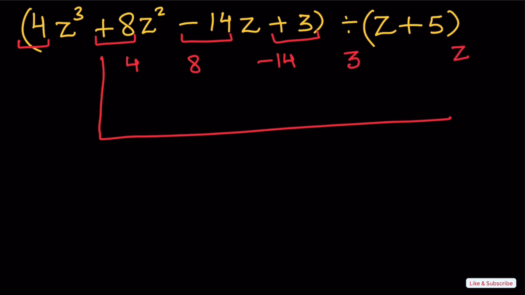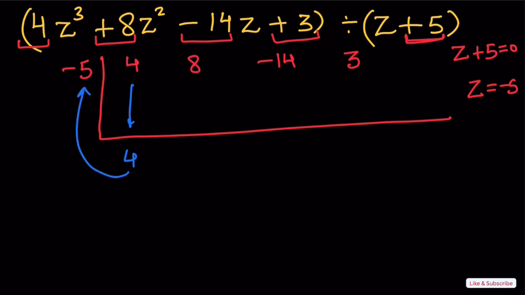I will put the divisor z plus 5 equal to 0, which gives me the value of z as negative 5, or simply you can replace its sign. So plus 5 gives you negative 5, which goes outside. Drop down the first number, which is 4. Now 4 times negative 5 gives you negative 20. 8 minus 20, that's negative 12. Now we're going to multiply this negative 12 with negative 5. Negative 12 times negative 5, that's 60.